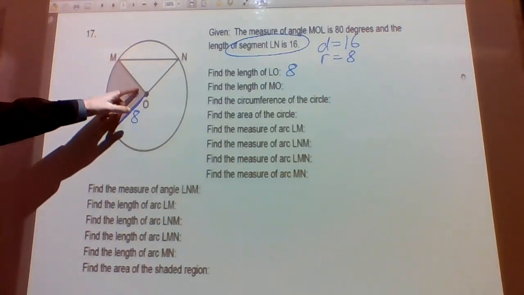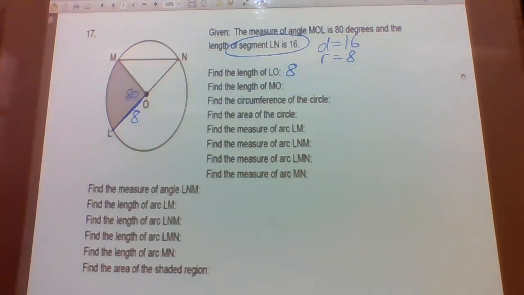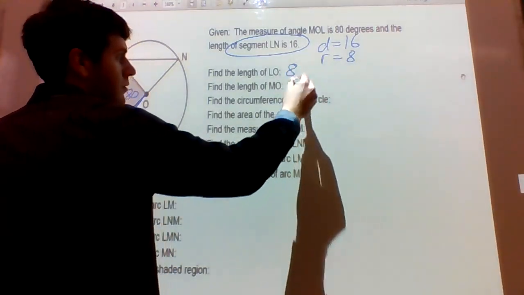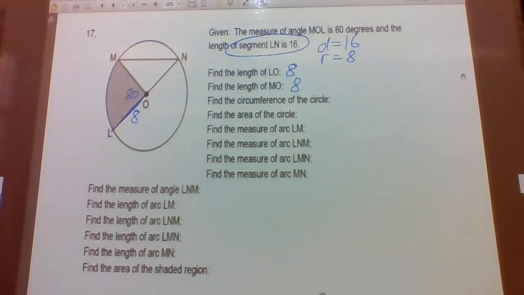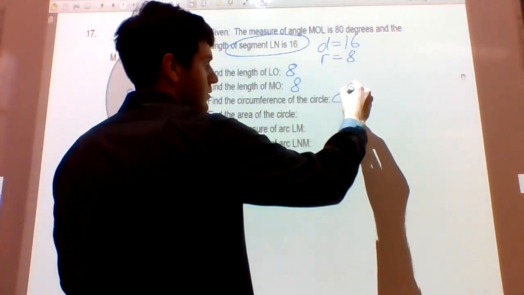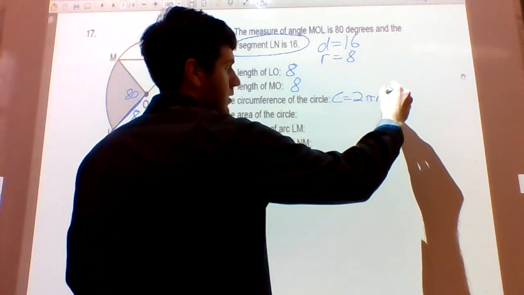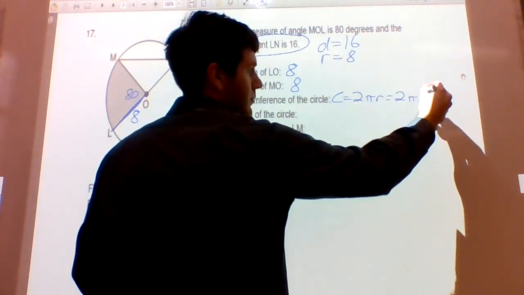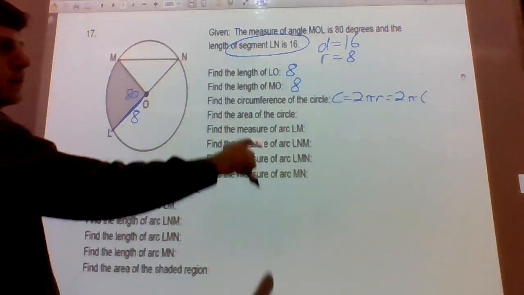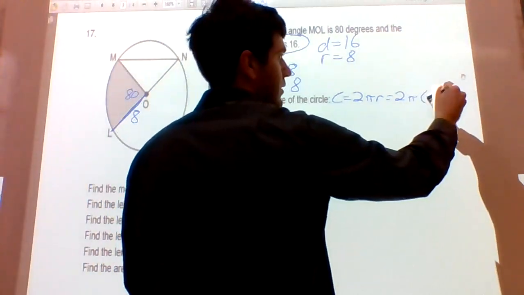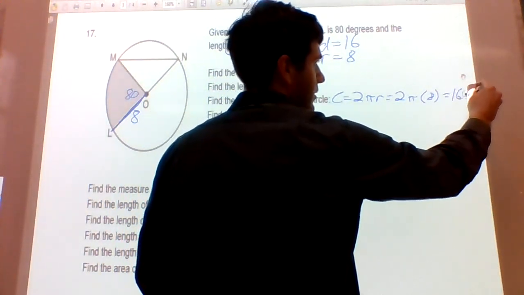Length of MO. MO is also a radius. It connects the center point to a point on the circle. So the length of MO is also 8. Find the circumference of the circle. We know circumference equals 2 pi r. So that's 2 times pi times the radius, which is 8, which is going to be 16 pi.